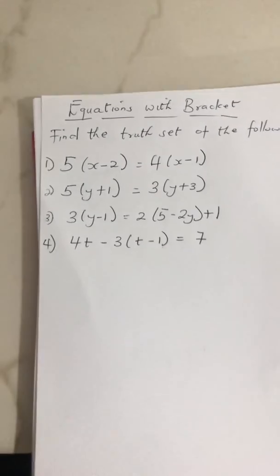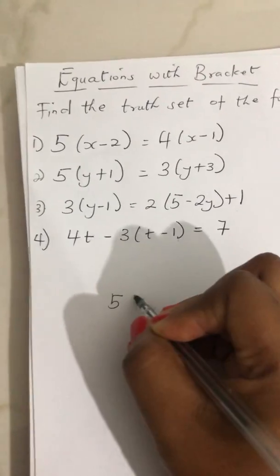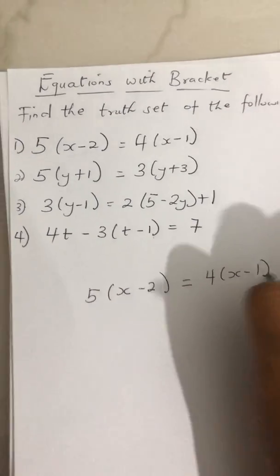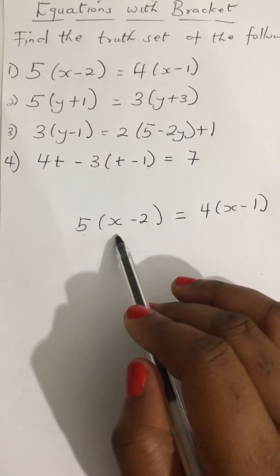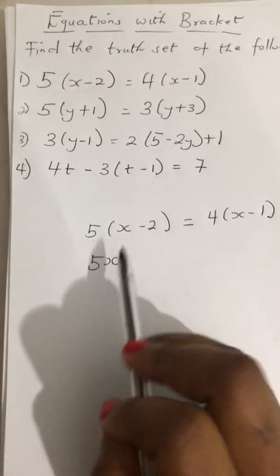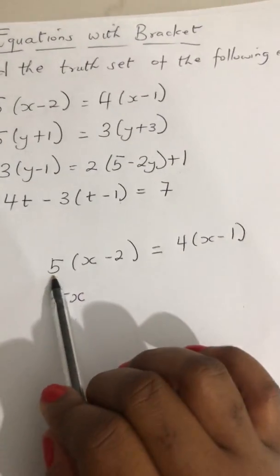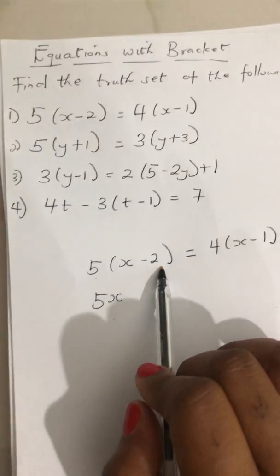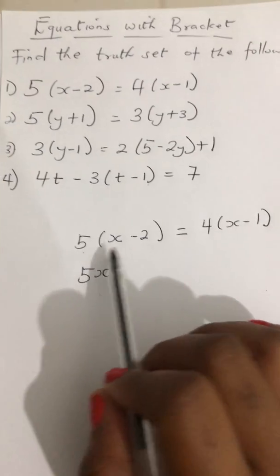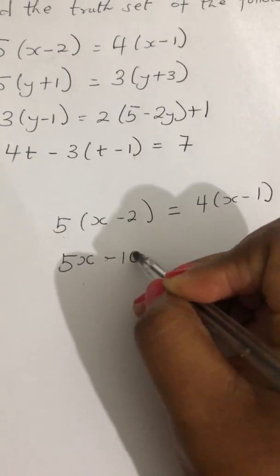So let's start. First of all, let's pick the first question, which is 5(x - 2) = 4(x - 1). So let's do this. 5 times x is what? 5x. You don't need to write 5 times x, you just write 5x. Then 5 times negative 2. A positive number times a negative number will always give you a negative answer. Anytime positive and negative are multiplying, the negative is always stronger, so it gets to have the final stand. So the answer will be what? Negative 10.